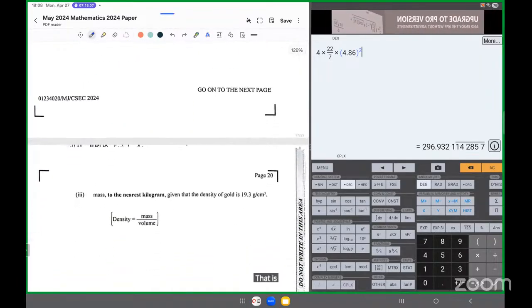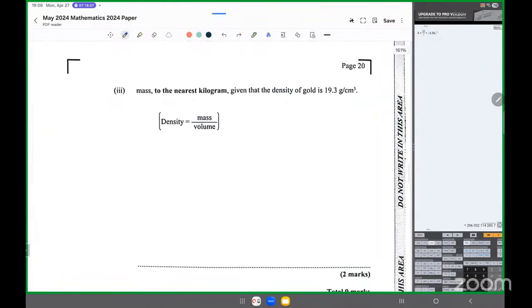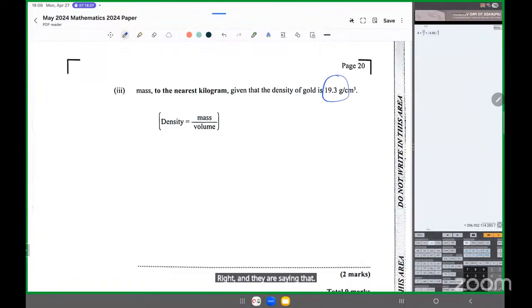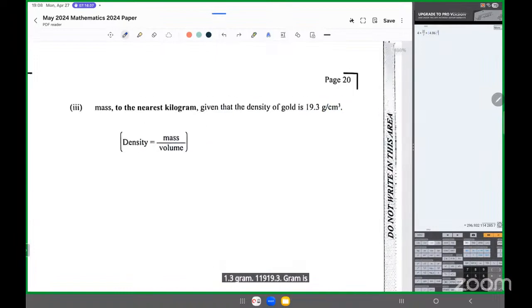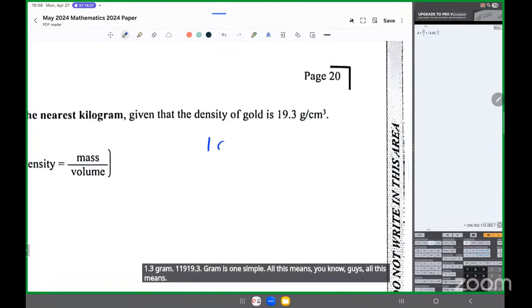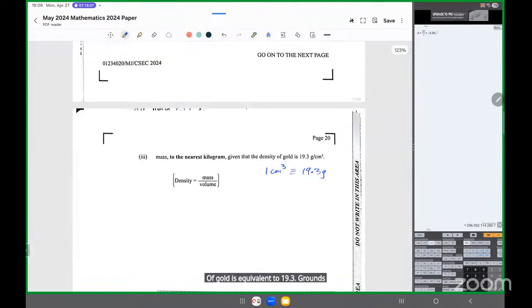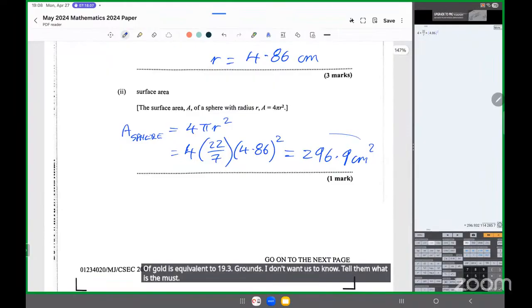It says now we must also find the mass to the nearest kilogram, given that the density of the gold is this. So we want the mass of the sphere. And they are saying that 19.3 grams is 1 cm cubed. All this means, guys, is that 1 cm cubed of gold is equivalent to 19.3 grams. And I want us to now tell them what is the mass of this sphere.